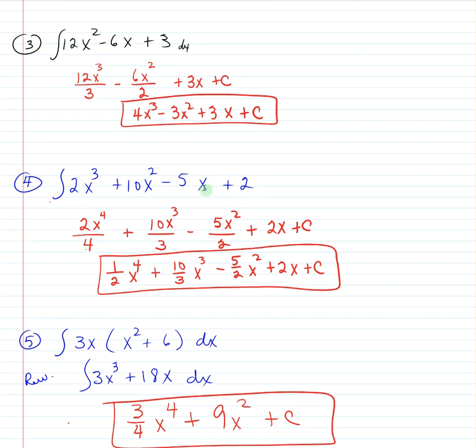Number 4, we have 4 terms. We're still doing the very same thing. So 2x to the 4th over 4 plus 10x cubed over 3 minus 5x squared over 2 plus 2x plus c. So we'll clean that up. That becomes 1/2 x to the 4th plus 10/3 x cubed minus 5/2 x squared plus 2x plus c.